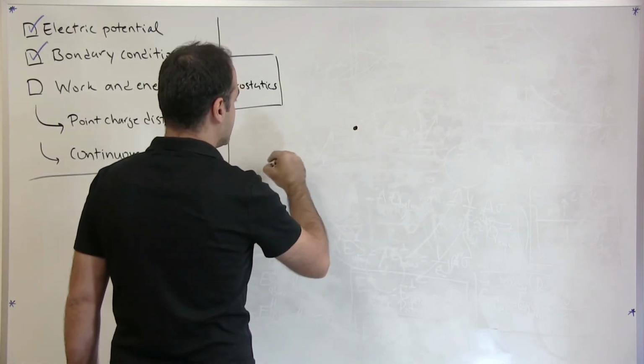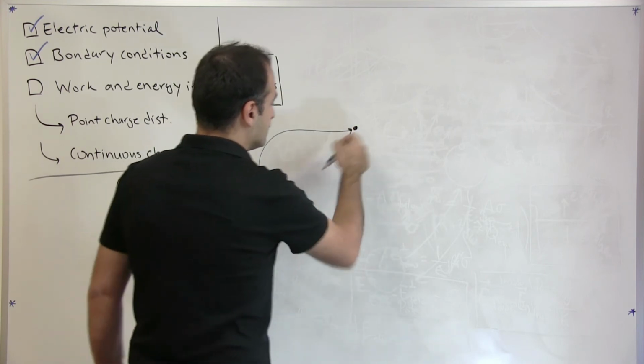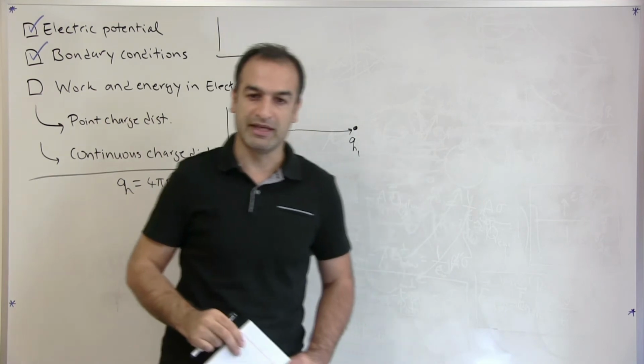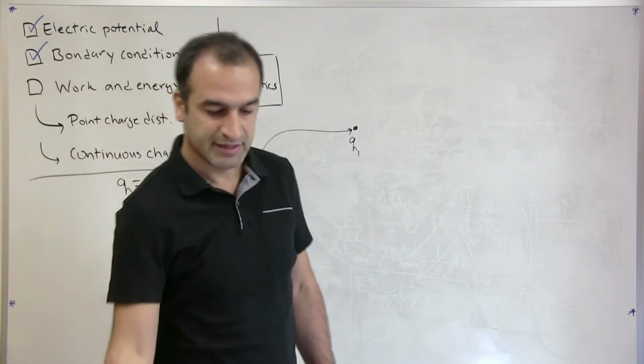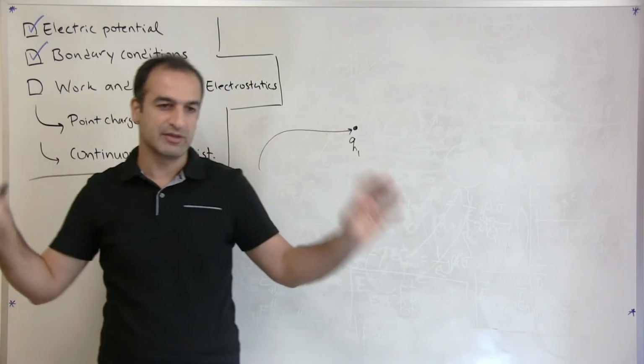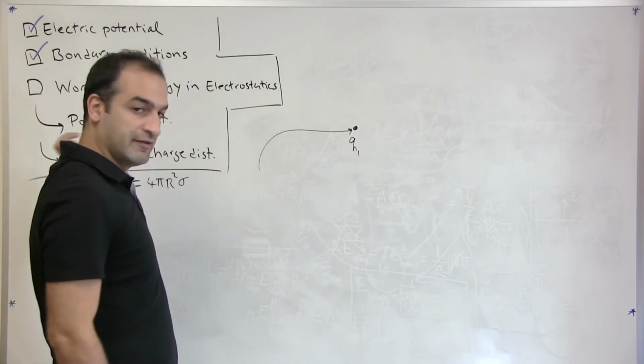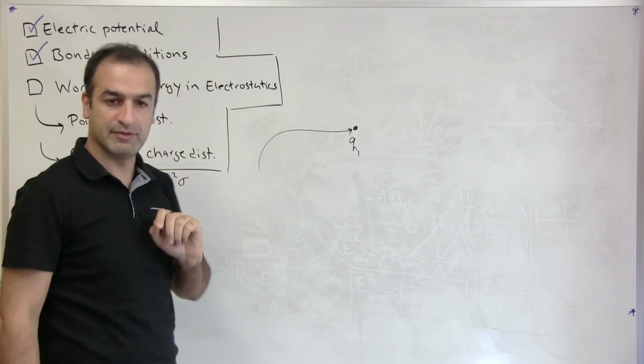Imagine you bring a charge Q1 to one point in space. And as you imagine this, imagine the whole world is an empty vacuum, nothing else. We just bring one charge Q all the way from infinity to this point.